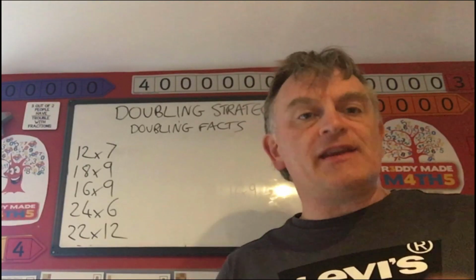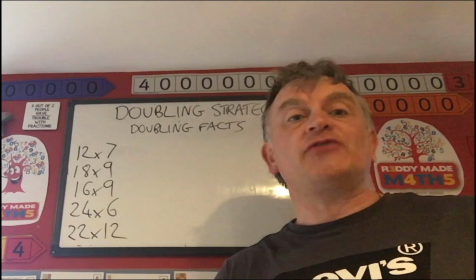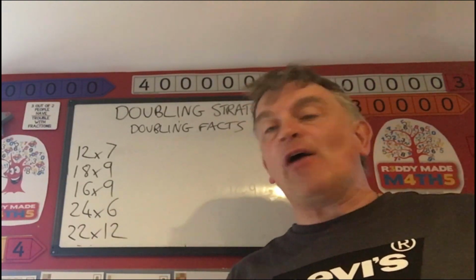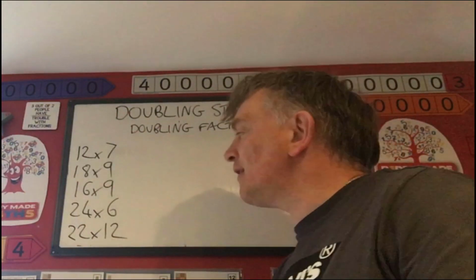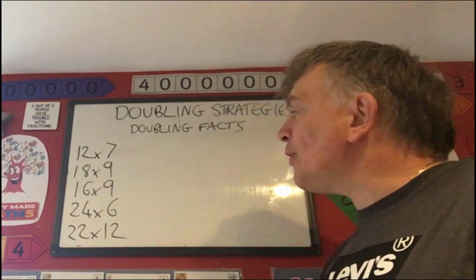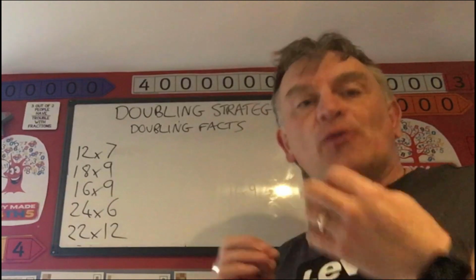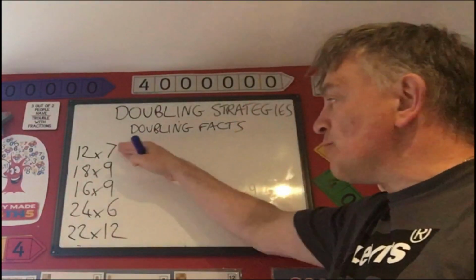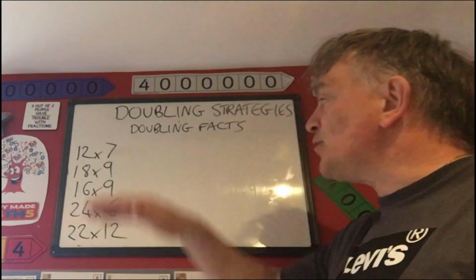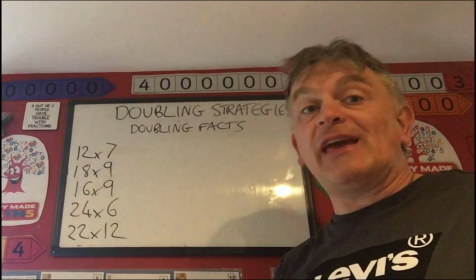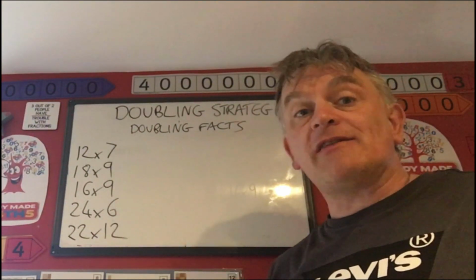So now we've seen how the doubling facts strategy actually looks visually. How does that help us when we're given calculations? Now, some of these we may already know, but let's just see how we can make them really, really easy by using a fact that we already know. So let's say we're in year 4, and we don't yet know that 12 times 7 is 84. We've not learnt that as a tables fact.